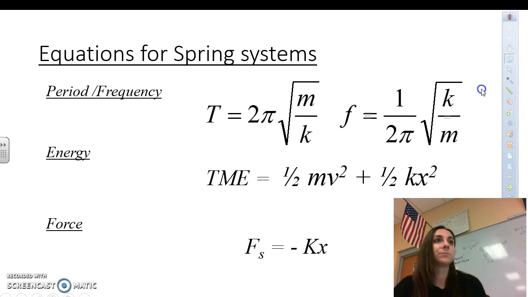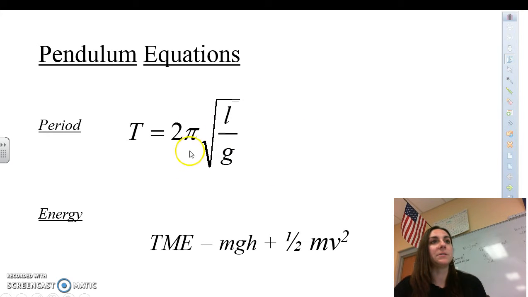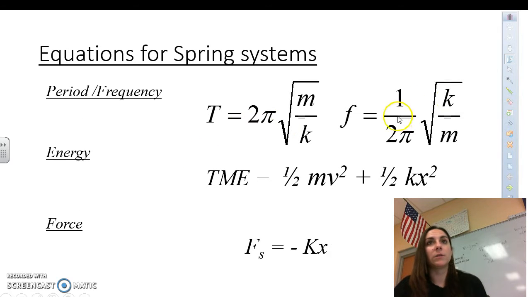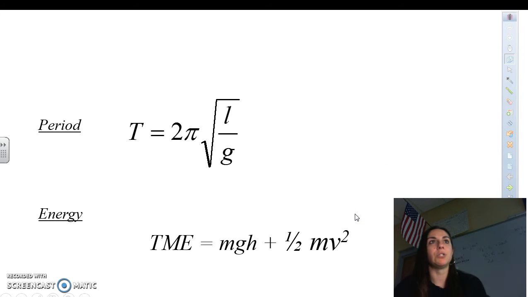So for pendulums, the equation we basically have is this one right here, where we relate it to the period. Very similar to what we did over here. You could write the frequency as the inverse, so you can write it as 1 over 2 pi times the square root of g over L for frequency, but either way you can look at the frequency and period through this.